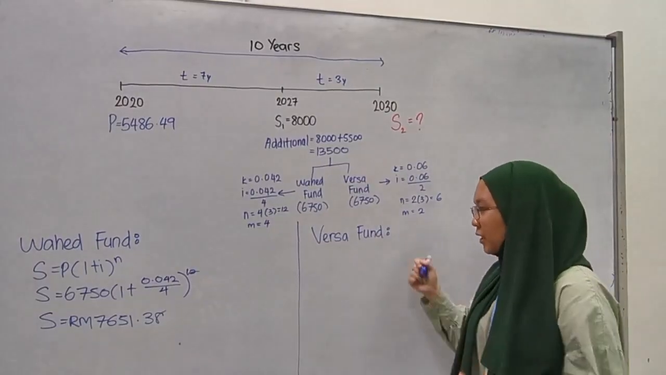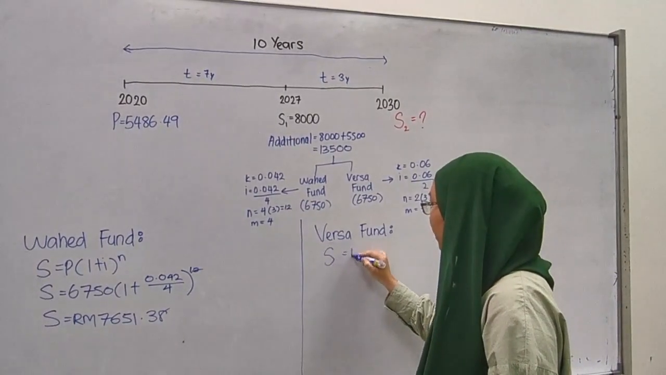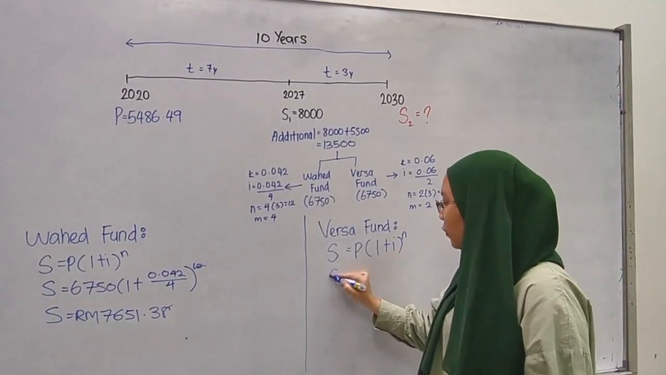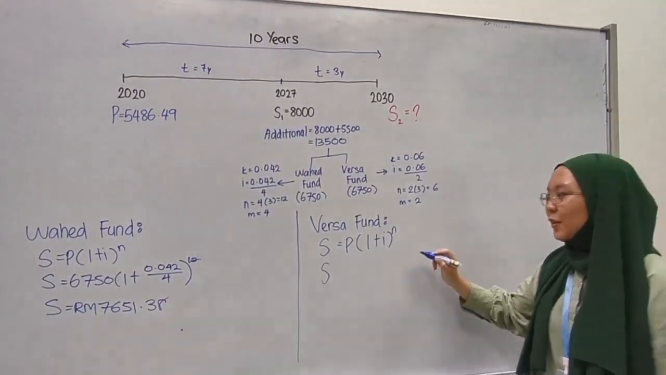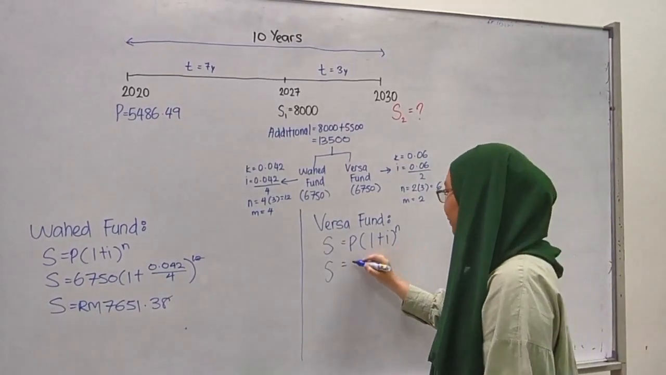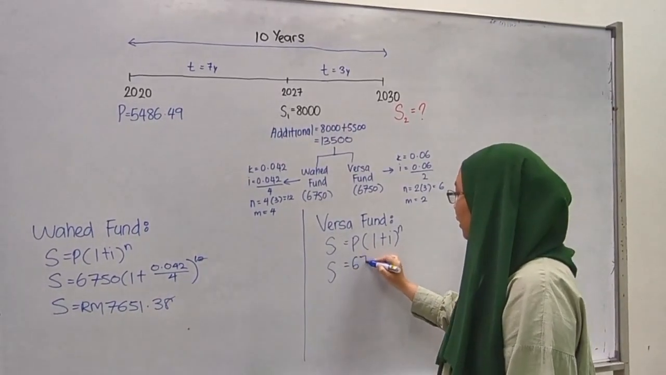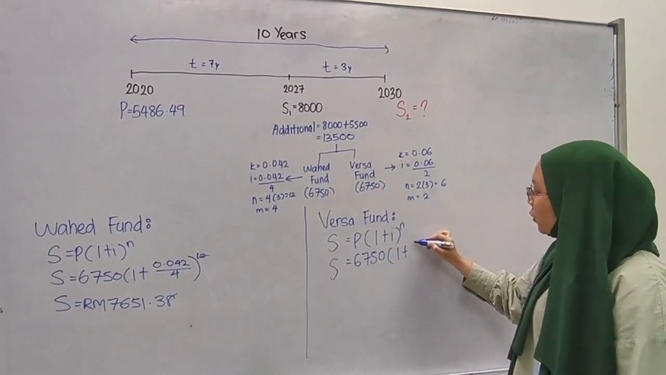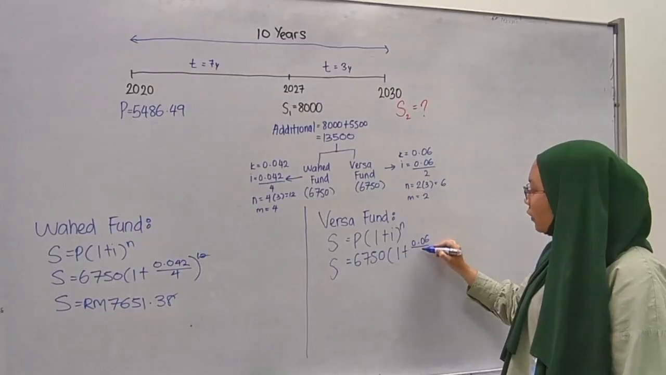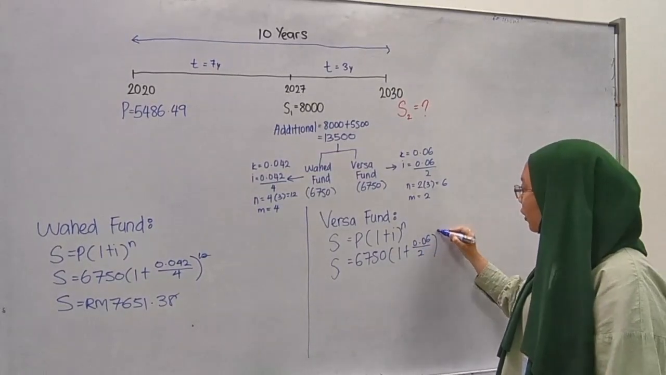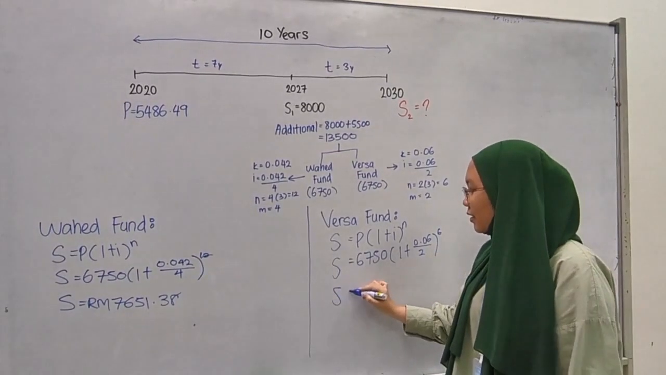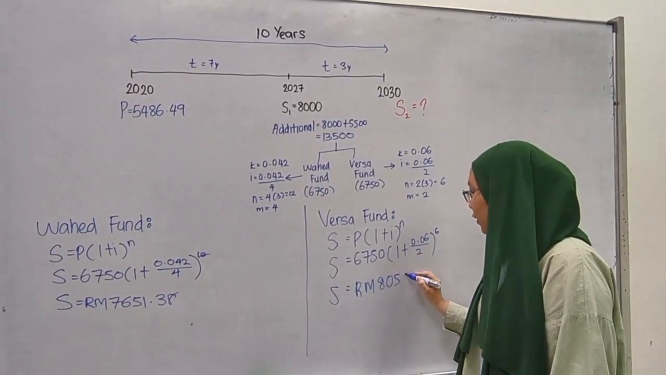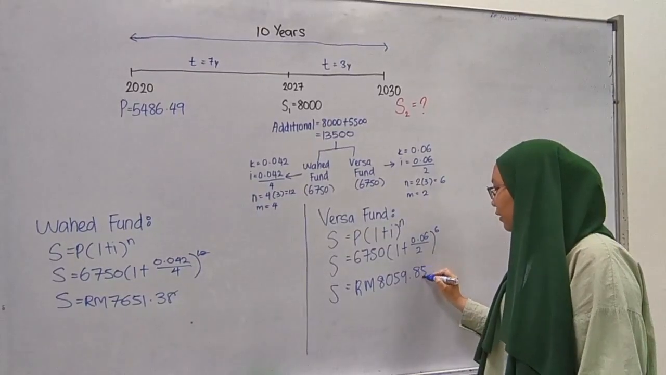We use the same formula, which is S equals P times (1 plus R)^N. The information was given, so we just need to put it in the formula. So P is 6,750, 1 plus I is 0.06 over 2 and the power of 6. S is equal to RM 859 ringgit and 85 cents.